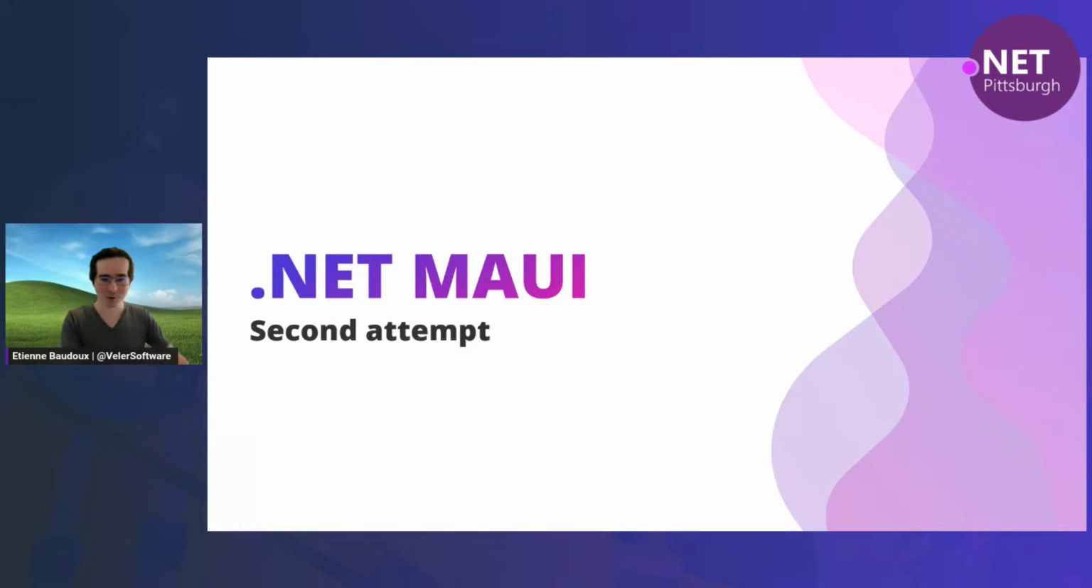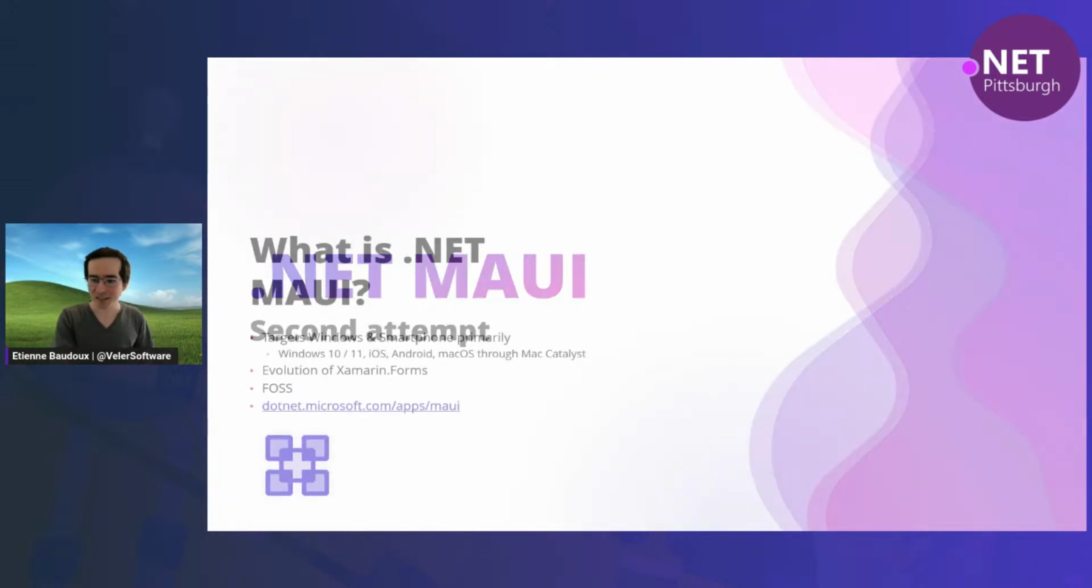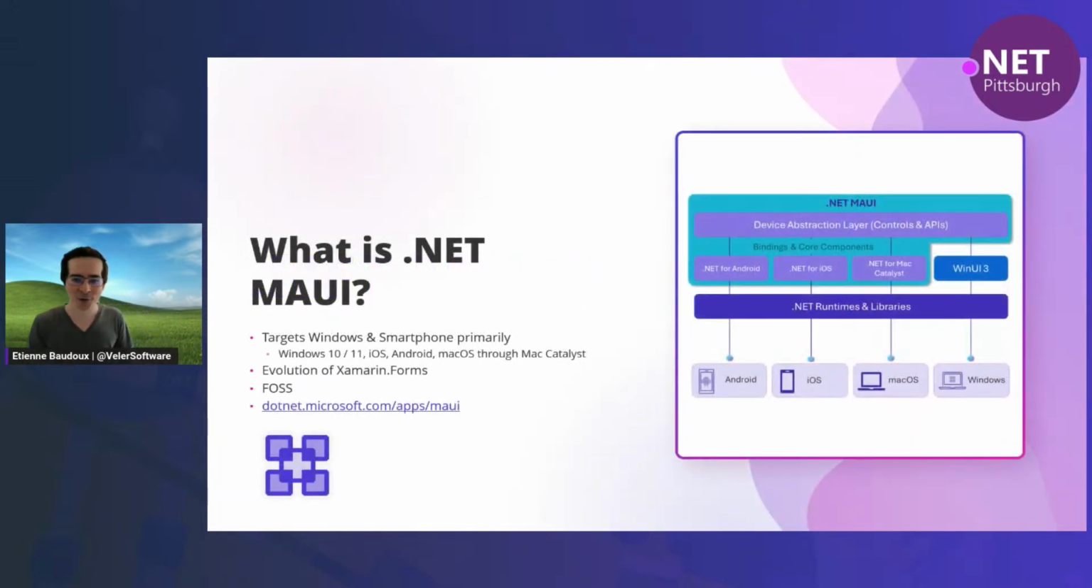So let's try another one, .NET MAUI. It's a free and open source framework developed by Microsoft, and it's a direct evolution of Xamarin.Forms. It allows making apps for Windows 10, 11, iOS, Android, macOS using MacCatalyst. Like Uno platform, and this is very similar to Uno platform, on Windows, Mac, iOS, and Android, each relies on native UI components, which again is great for accessibility and performance.